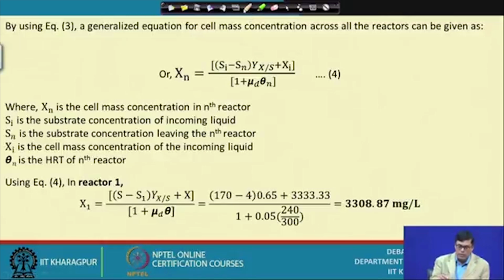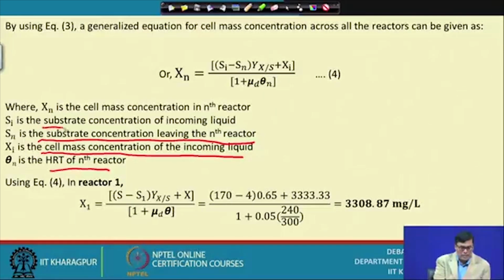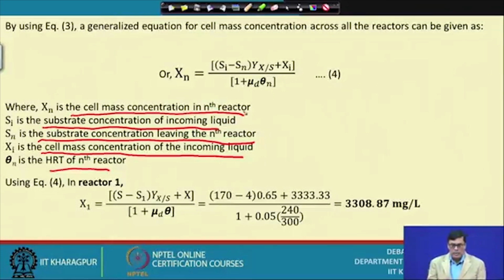Now, what do you mean by theta n? Theta n is the hydraulic detention time of the nth tank, x i is the cell mass concentration of the incoming liquid, S n is the substrate concentration leaving the nth tank, and S i is the substrate concentration of the incoming liquid. x n is the cell mass concentration of the nth reactor.